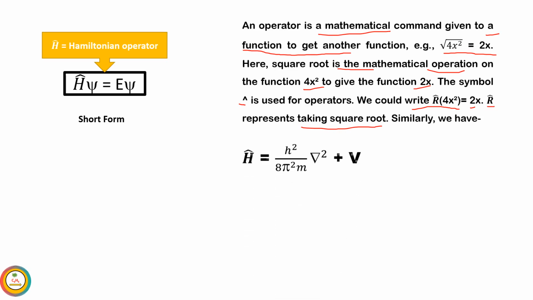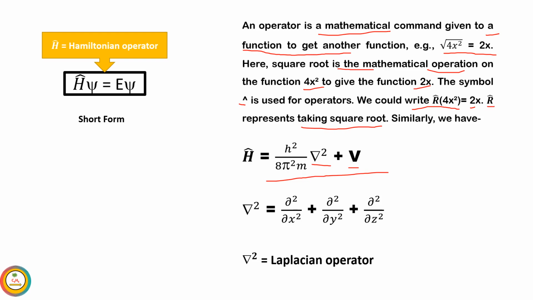Similarly, we have H cap, the Hamiltonian operator. H cap is equal to minus h square upon 8 pi square m into del square plus V. Here a new operator comes, del square. That new operator, del square, is known as the Laplacian operator. The value of del square is del square by del x square plus del square by del y square plus del square by del z square. So this is the short form of the Schrodinger wave equation. We have two forms of the Schrodinger wave equation, the long form as well as the short form.